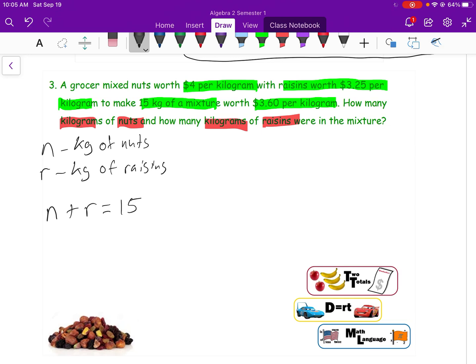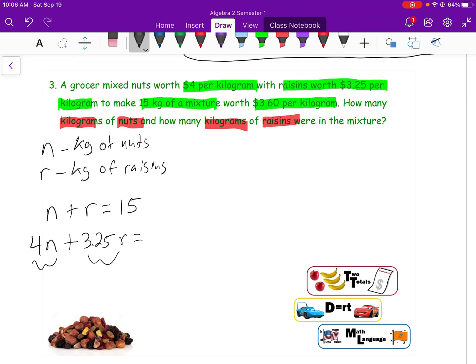Now, for the next equation, the nuts are worth $4 per kilogram, raisins worth $3.25 per kilogram, and we have a 15 kilogram mixture worth $3.60 per kilogram. So this is kind of a tricky one because it doesn't actually give us that total. But we do know $4 per kilogram for the nuts plus the $3.25 per kilogram for the raisins. Now we don't know the total, because remember this 4n is representing the price for the nuts. This $3.25 is representing the price for the raisins in this mixture.